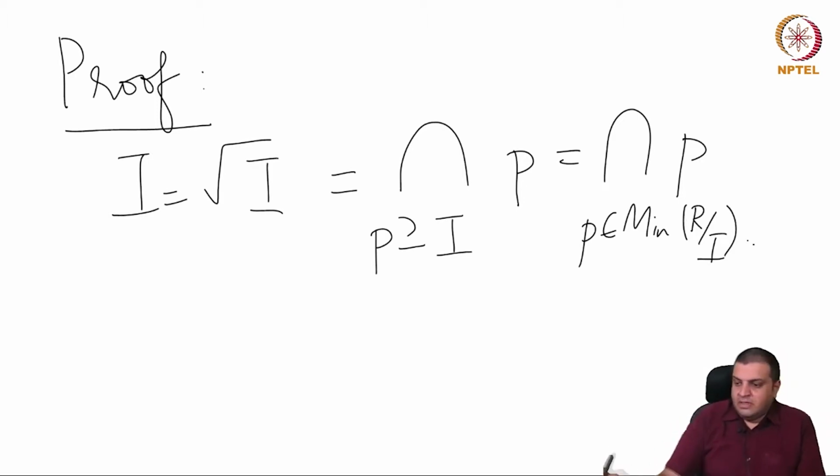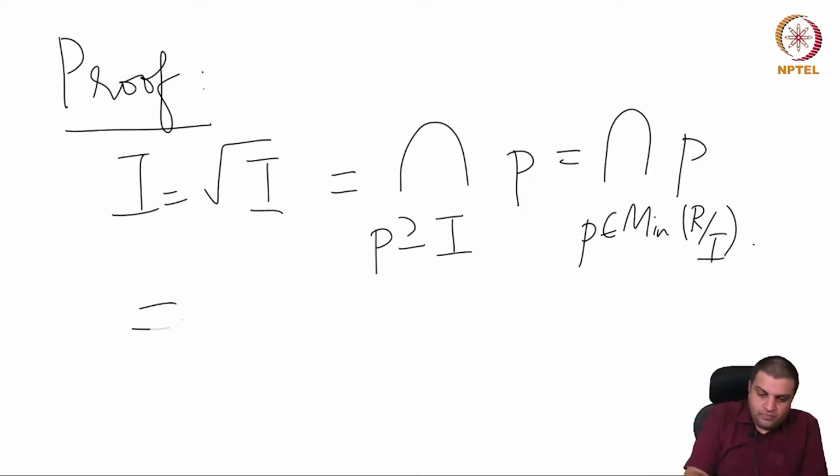And these are pairwise distinct, and if we can write I as an intersection of these things, it says that I does not have any other associated primes.